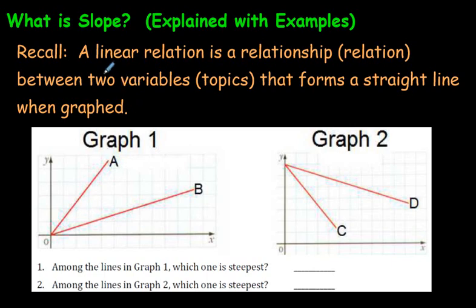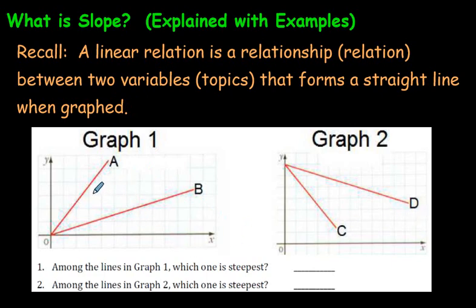Now let's recall, a linear relation is a relationship between two variables or topics. And the last one we did was called distance time graphs, which we have a video for. And these graphs that are linear form a straight line when they are graphed, just like these two that you see right here.